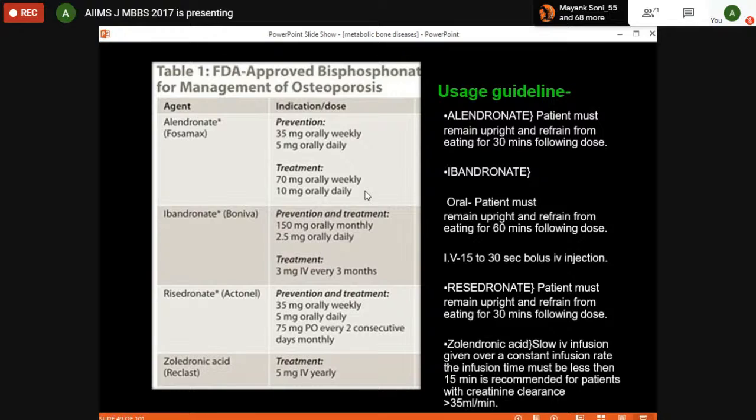And risedronate for prevention and treatment, 35 milligrams orally weekly, or 5 milligrams orally daily, and 75 milligrams orally on 2 consecutive days monthly for osteoporosis therapy.